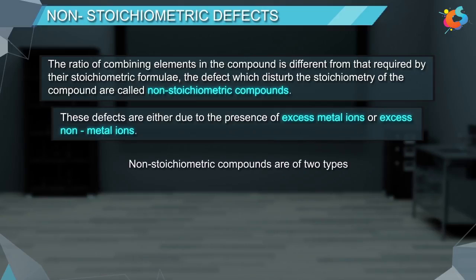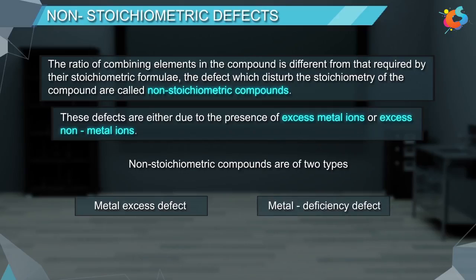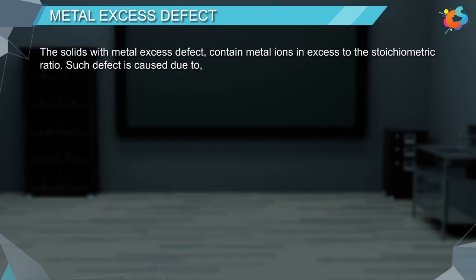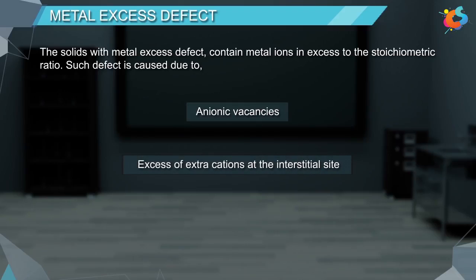Non-stoichiometric compounds are of two types: metal excess defect and metal deficiency defect. Metal excess defect: the solids with metal excess defect contain metal ions in excess to the stoichiometric ratio. Such defect is caused due to anionic vacancies, or excess of extra cations at the interstitial site.